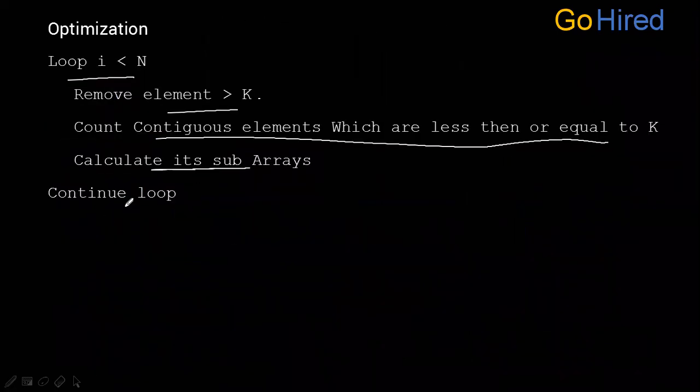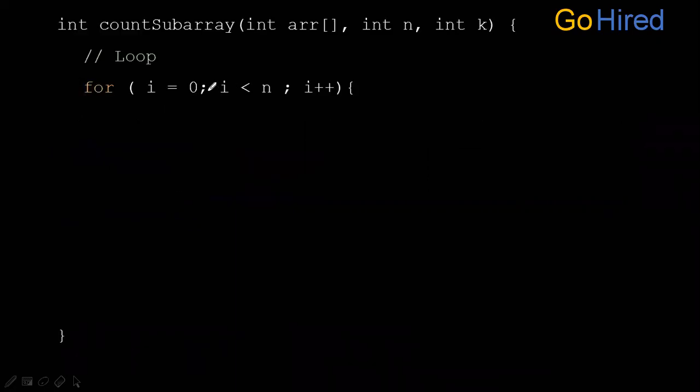And calculate its subarray and the continuous loop. Okay. So now, once we did this, let's start writing down the code for that. The code for that can be simple. The first step was to write down the loop. The loop can be written in this way.